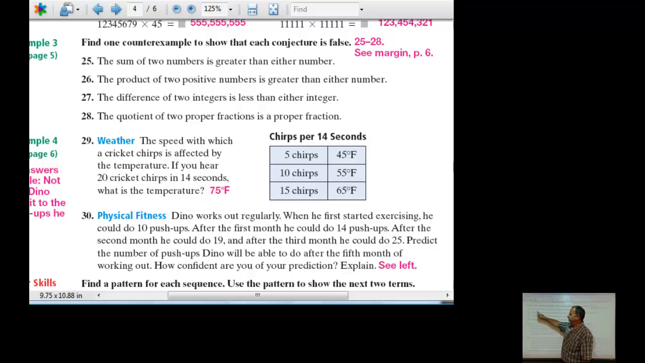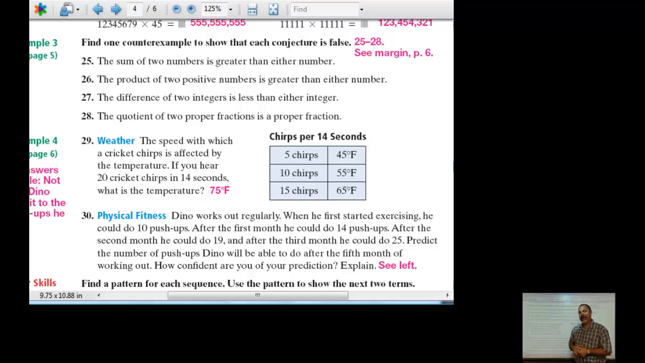So for instance, the first one: the sum of 2 numbers, so you're adding 2 numbers together, is always greater than either of the numbers. In other words, this person's conjecture is this: when you take 2 numbers and you add them together, you're always going to get a number that's bigger than either of the 2 that you added together. So you have to prove that false by giving an example. You have to give an example where you take 2 numbers, you add them together, and the answer that you get is not bigger than one of the 2 numbers. If you can do that, you've proved their conjecture false. So can you think of an example?